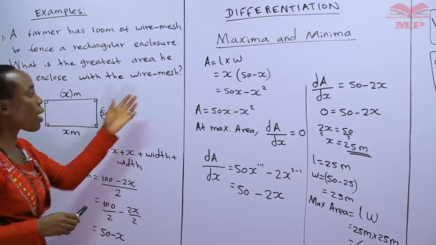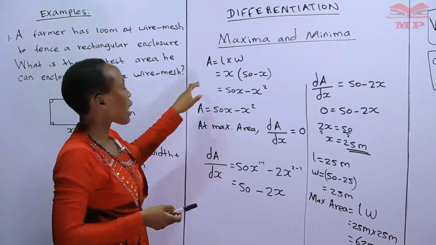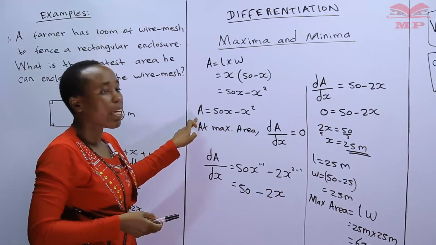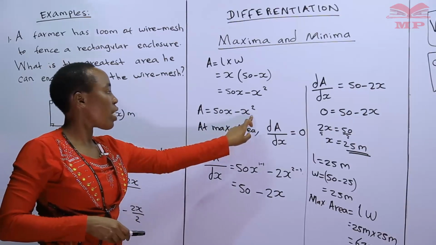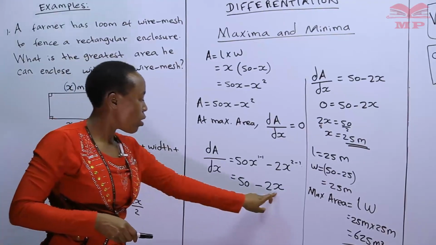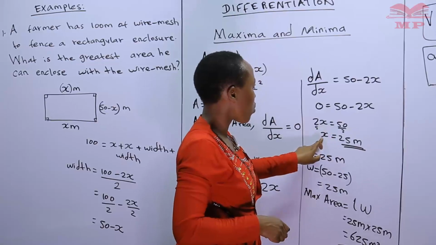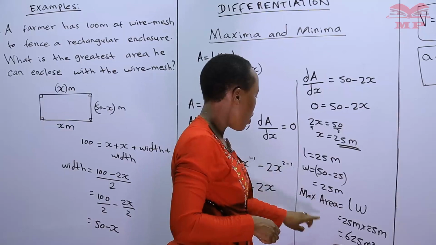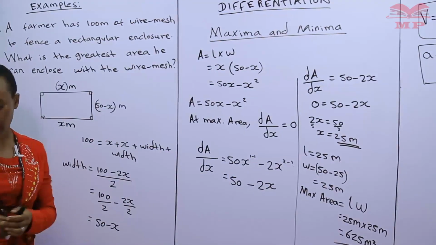So we have seen that at maximum or at minimum, it simply means that the gradient function is equal to 0. So we need to get the equation for the area, which is this. Then after getting the equation for the area, we get the gradient function and equate it to 0. We find the value of x. Then with the value of x, we can now get the area. So therefore, the area will be equal to 625 square meters.